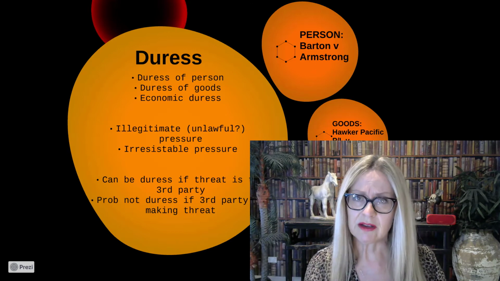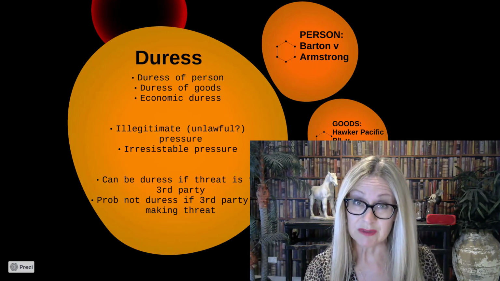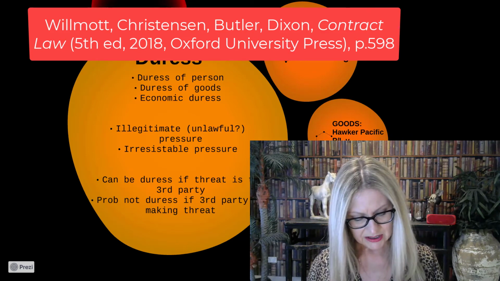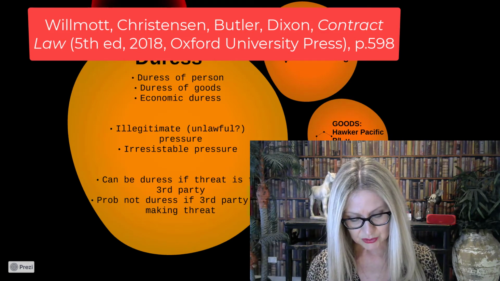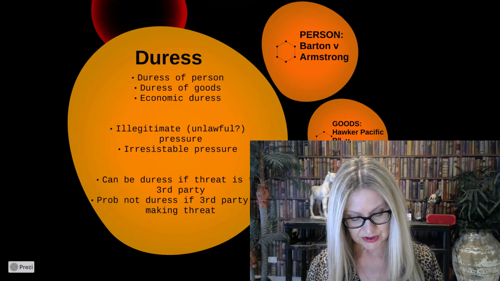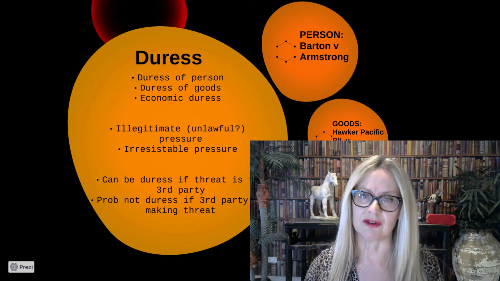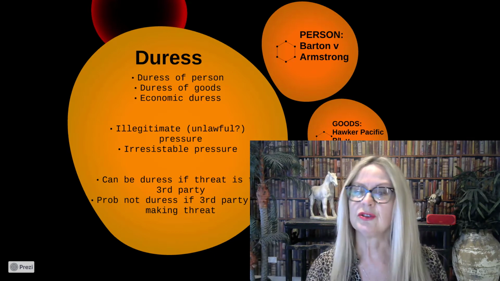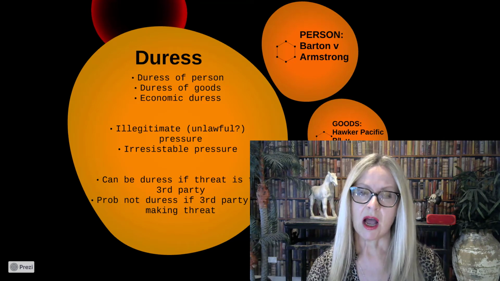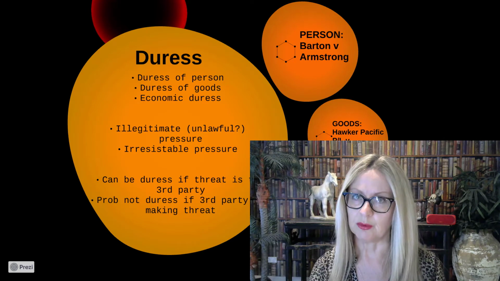I quite like the way that the Wilmot text actually expresses it. It says, duress may now be taken as meaning actual or threatened unlawful conduct that's directed at the personal property of the victim or the legitimate commercial and financial interests of that party. So you're looking for some kind of naughty conduct, unlawful conduct. It has to be irresistible pressure.